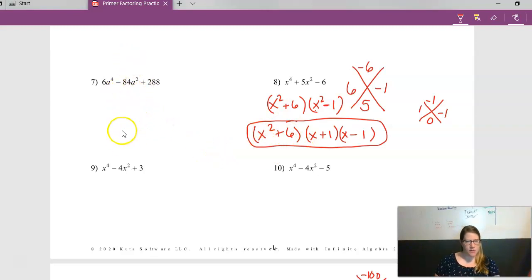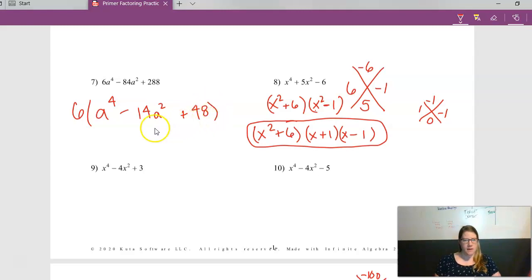6, 84, and 288 do have a common factor, I believe, of 6. Let me check my calculator really quickly. 84 divided by 6 is 14. So I'll pull out a 6 here. This will be a to the 4th minus 14a squared. And then 288 divided by 6 is 48. So plus 48. So ignore that 6 for a minute.